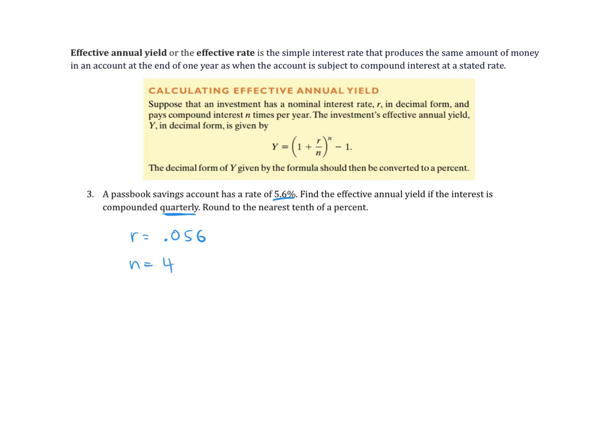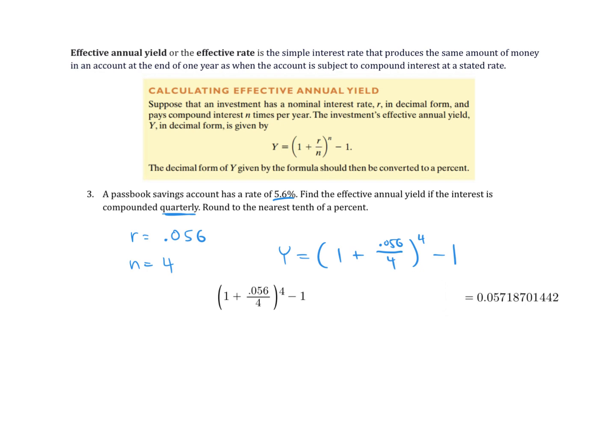Plugging those into the formula, y equals 1 plus R on the top, so 0.056 over N, which is 4. Close the parenthesis, insert an exponent in your calculator next, and raise it to the 4th power. Get out of the exponent and put a -1. Go ahead and plug that into your calculator. The answer we get is an interest rate in decimal form.